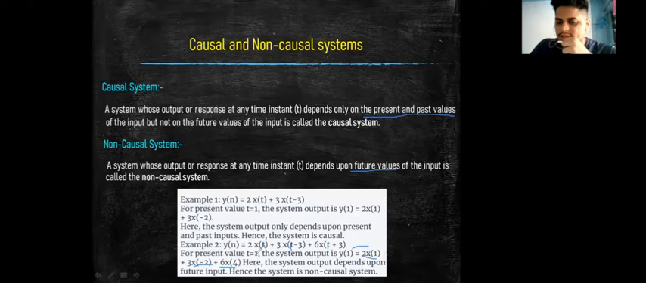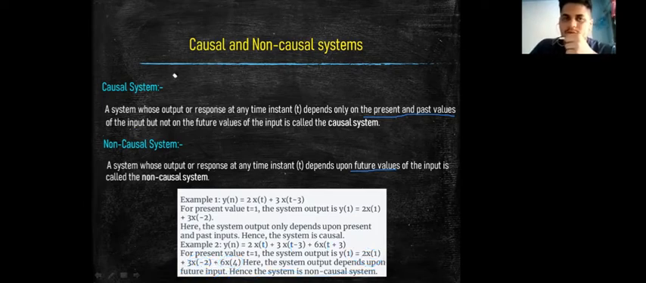As we can see, this is present, this is past, and this is future. So here the system output depends on future input. Although it contains past and present, it also contains an element of future input. Hence, the system is non-causal. So that's the difference between the causal and non-causal.